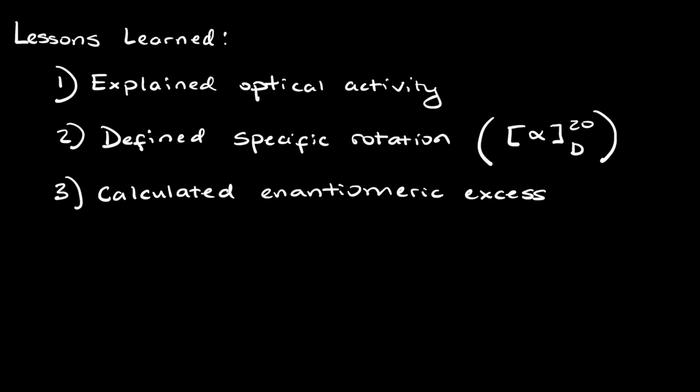And so in this video, what we have learned is optical activity, and how to use experimentation to determine optical activity. We've defined this concept of alpha D20 as a way to both show the purity of a particular enantiomeric sample, as well as calculate enantiomeric excess.